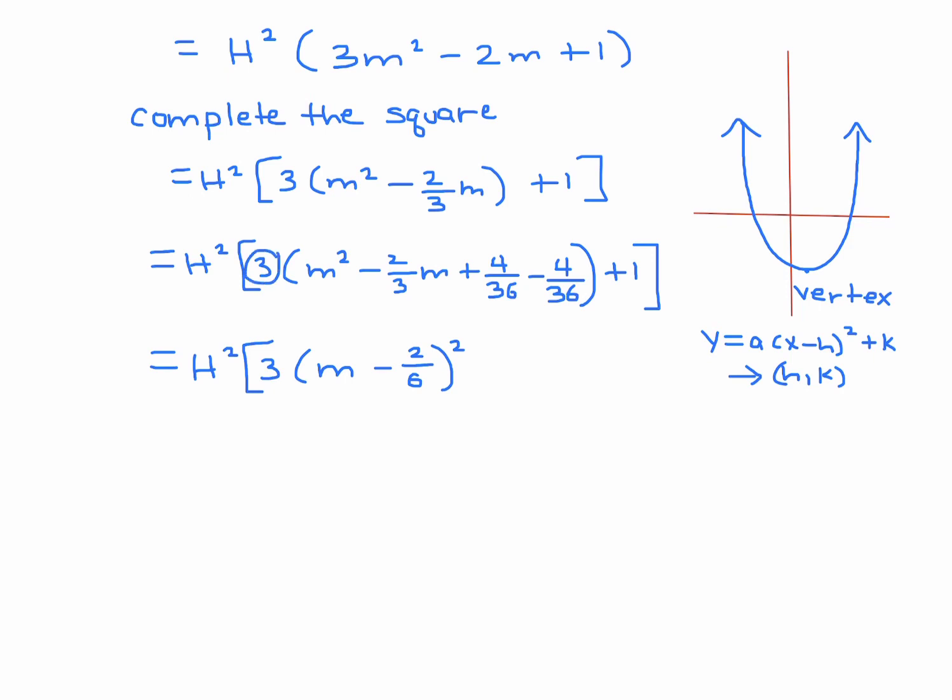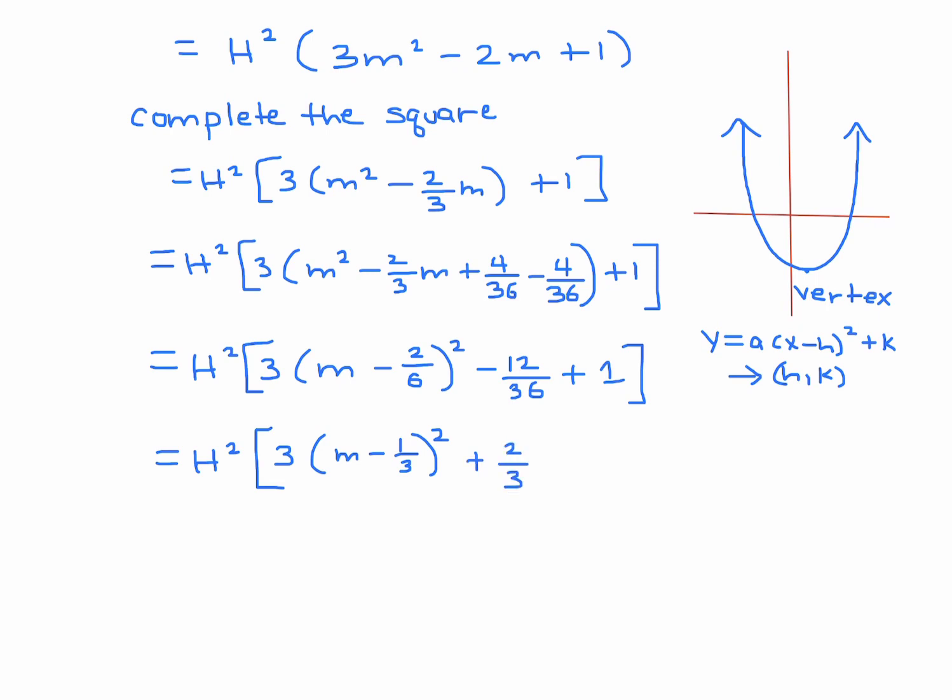So I have to take this and multiply it by this and kick it out of the brackets. If I do, I get minus 12 over 36, and then this lone 1 out here. So just don't make any algebraic mistakes there. This basically becomes 3 times (m minus 1/3) all squared, and then plus 2/3. So there we go. The minimum value occurs at the vertex, and in this case, what is my vertex?